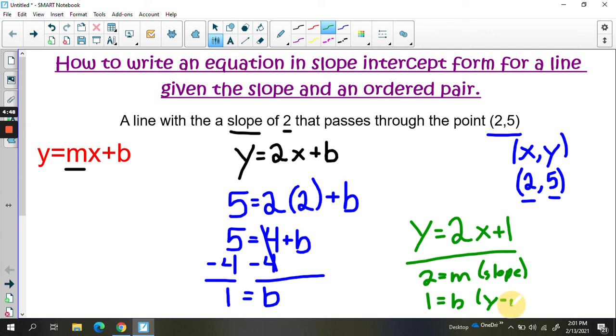And now we can use this equation for a variety of things, whether that be graphing the equation, writing further points that would be on this particular line, writing tables for this equation, whatever it may be. We now know that our equation is y = 2x + 1 for a line with a slope of 2 that passes through the point (2, 5). Again, that is how to write an equation in slope-intercept form for a line given the slope and an ordered pair.